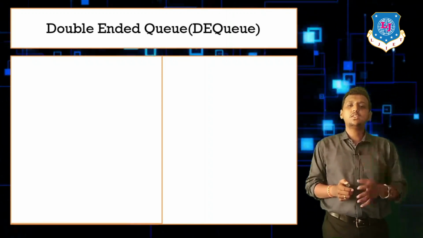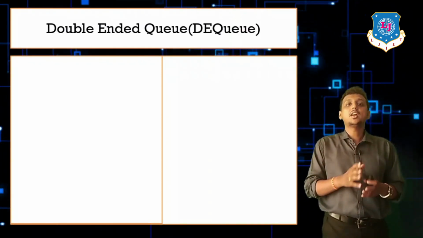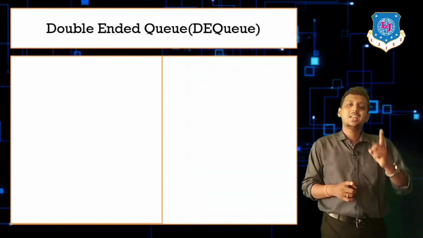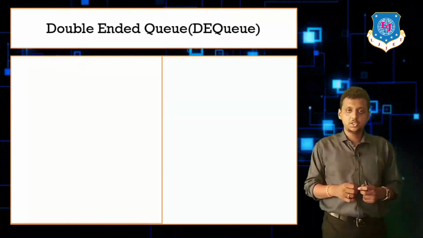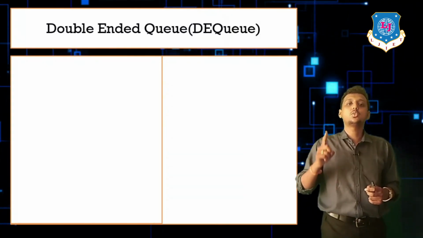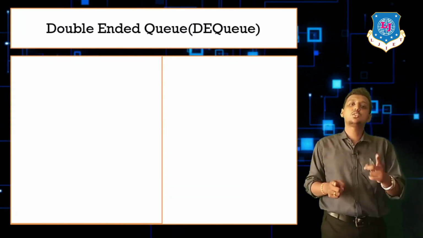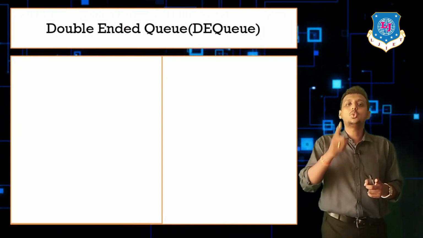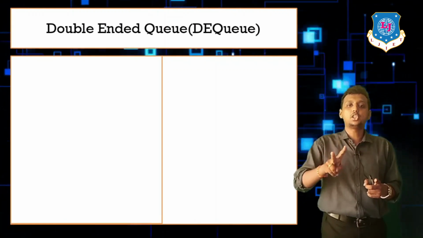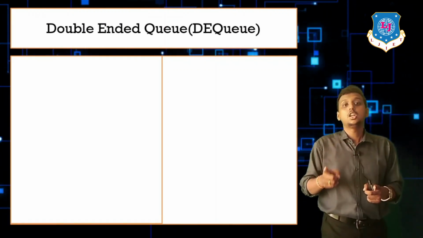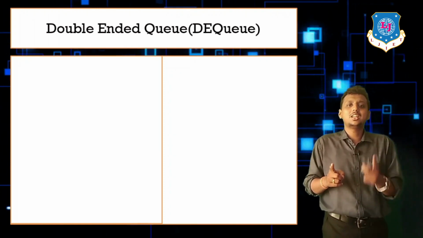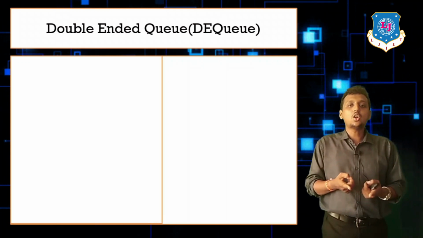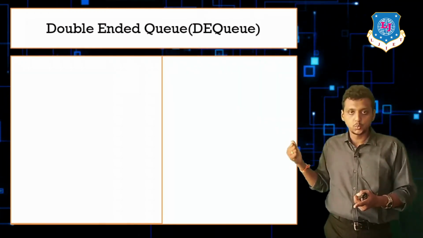Students, you know that in a queue we have only two ends. One end is used for insertion and the second end is used for deletion. The end used for insertion is known as rear and the end used for deletion is known as front. But what if you can do both insertion and deletion using the rear end, and also do both insertion and deletion using the front end? That concept is known as DQ.